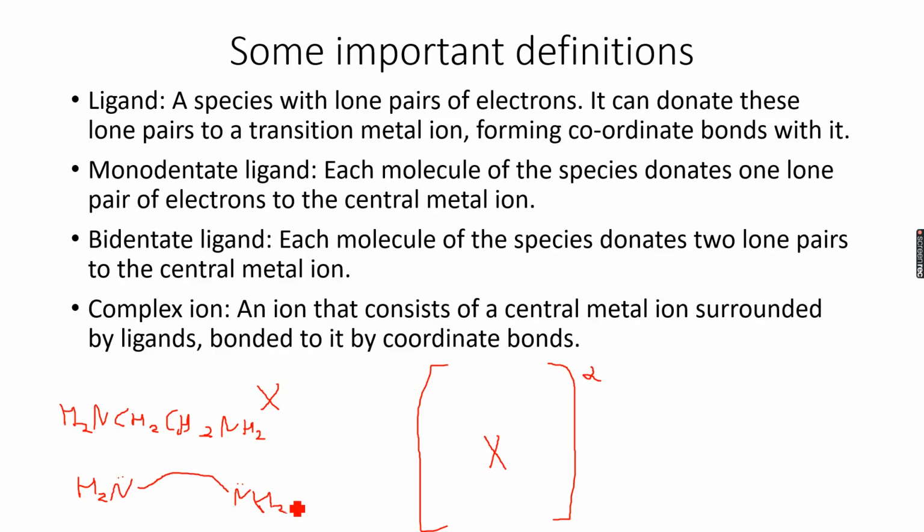So when we form a complex ion with this molecule as the ligand and this X as a central metal ion. Okay, I forgot to write the charge. So let's assume this is X2+, and when I have this molecule as a ligand, each molecule can form two coordinate bonds with the central metal ion. So if I make the structure again.